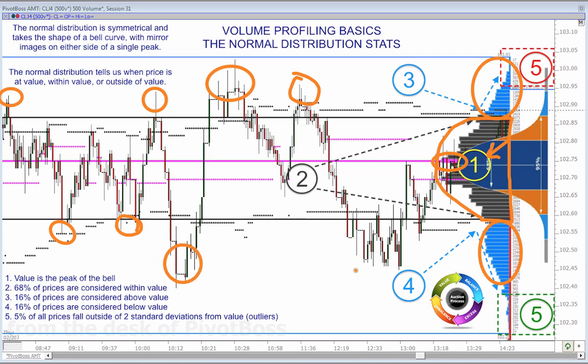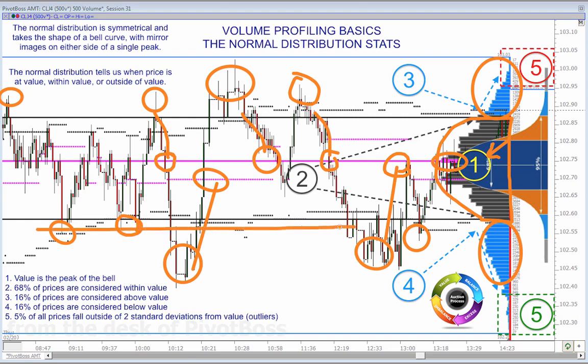That's a price anomaly, a discrepancy, an outlier, and your goal is to trade these outliers and return them back to value. That is always your goal as a responsive participant in the auction, to identify value and return price to value when price has stepped outside the bounds of value. That's all you're looking to do.